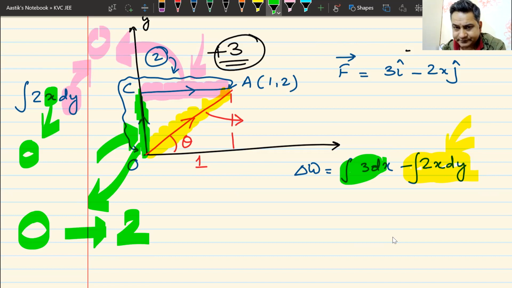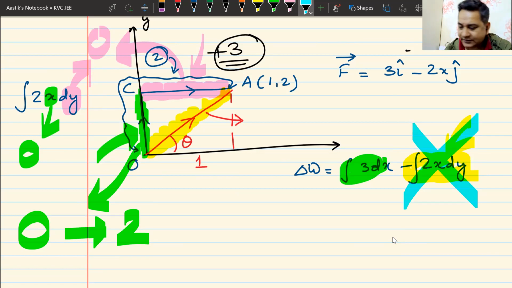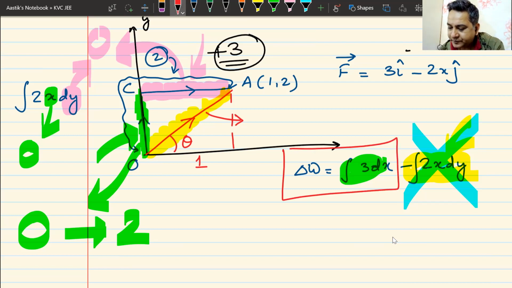In the pink path, from C to A, does the value of y change? It does not change. So the integral is still 0. That means this integral is 0 whatever happens. So the only answer we'll have is that work done would only be this one. Am I clear? Yes, sir. Clear, sir.